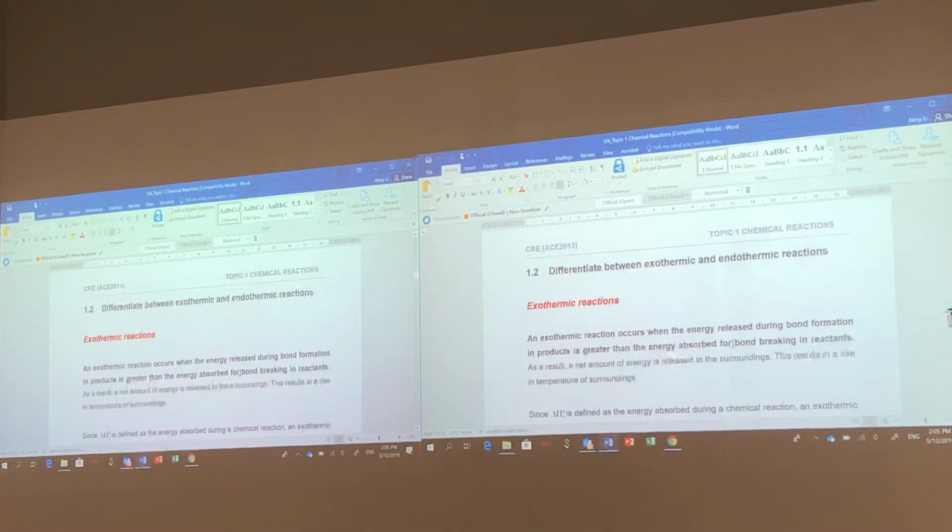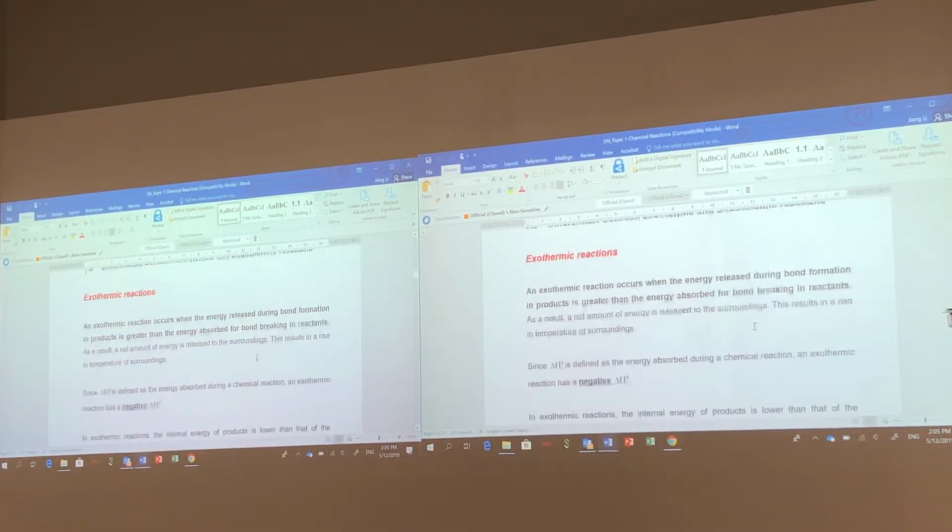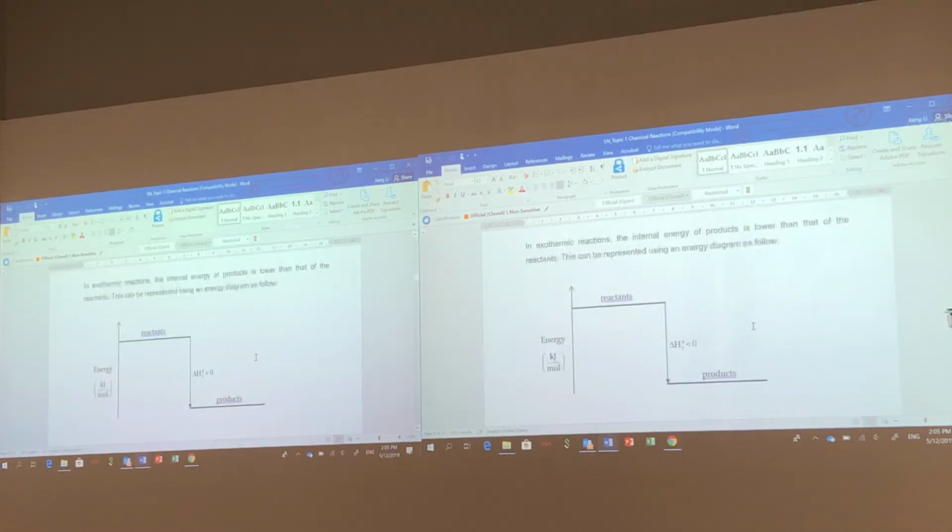Second one will be what is exothermic reaction, what is endothermic reaction. So please try to memorize the highlighted definition here. Alright? So for exothermic reaction means the energy released during the bond formation in the products is higher than the energy absorbed during the bond breaking. So the diagram, you need to know, roughly it's like this.